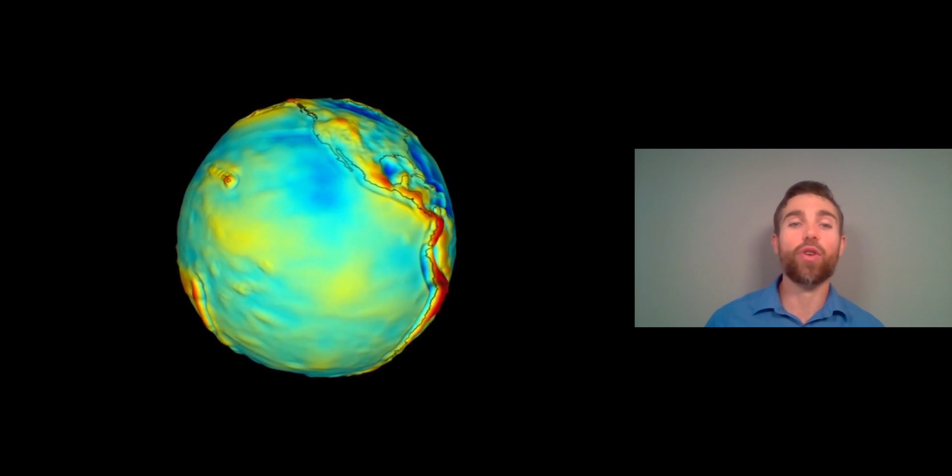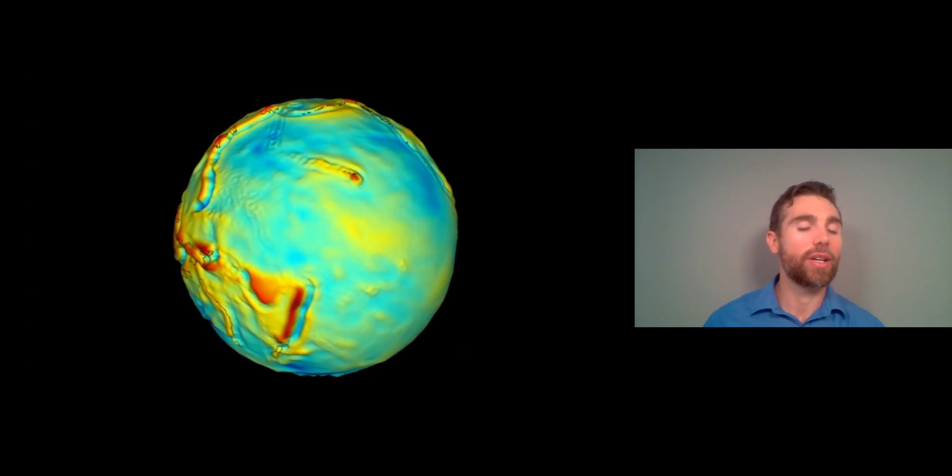You can see you've got red regions, which are higher gravity, and blue regions, which are lower gravity. The thing that should stand out immediately is that the red regions are where the mountain ranges are. Where you've got mountains, you've got more mass. More mass means that the gravitational attraction at that location is greater than in the lower lying regions. And that is mostly where it comes from: the distribution of mass.